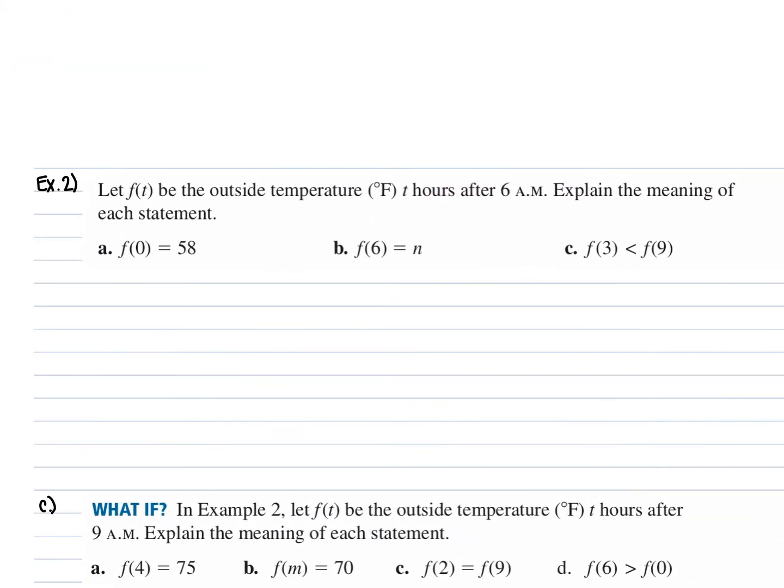Okay. Moving on, guys. The second thing we're looking at is when we're using functions in word problems, okay? Very important stuff. So I'm going to walk you through the first one, and then I'm going to ask you guys to do the second one on your own. Check it out. It says, let f of t be the outside temperature in degrees Fahrenheit, t hours after 6 a.m. So our function is a function of what variable? T. And t represents? The hours after 6, okay? Keep that in mind. Explain the meaning of each statement.